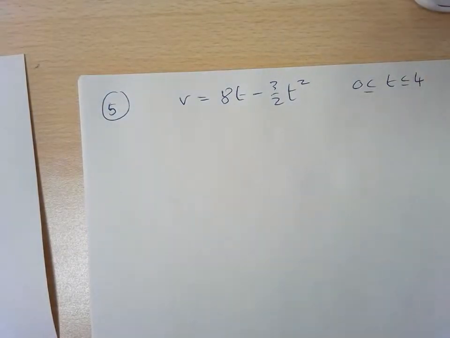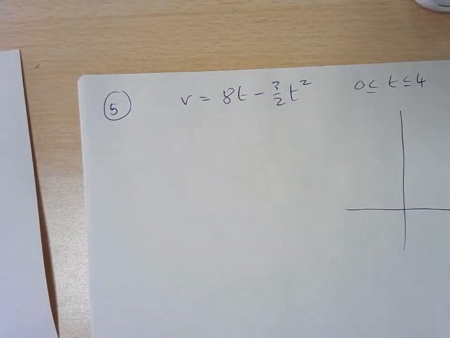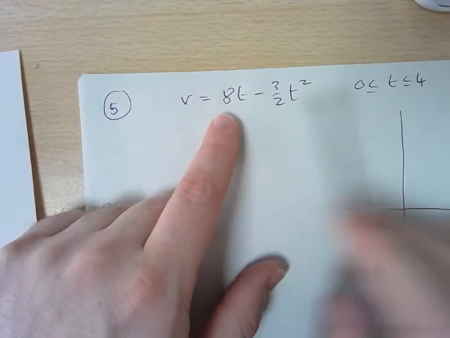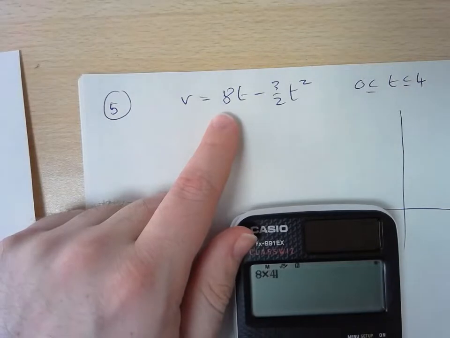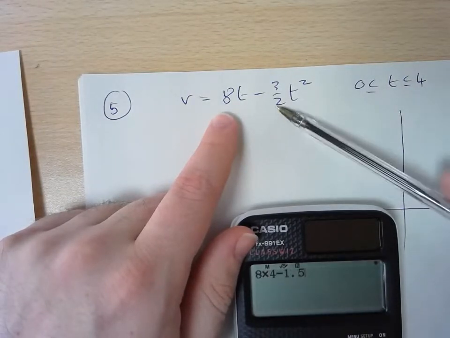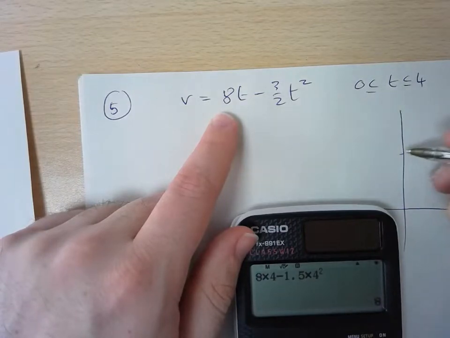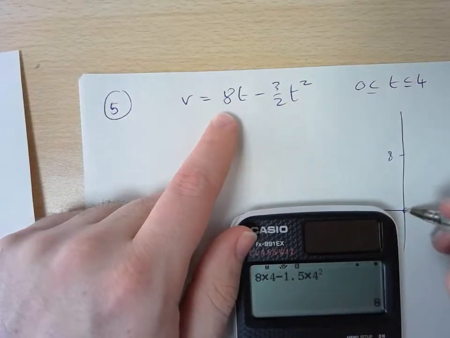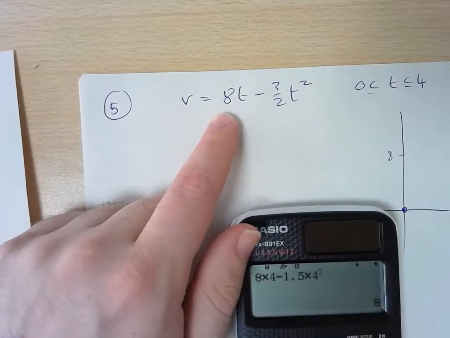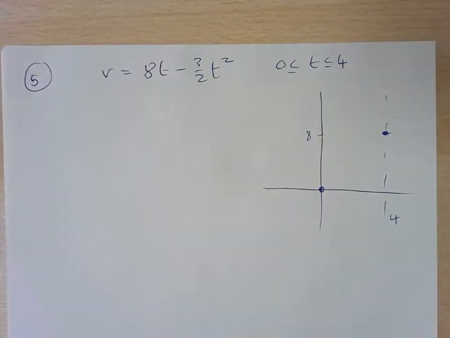So I'm going to draw myself a set of axes over here, and I'm going to dot on the line here at 4. First thing I'm going to do is put my endpoints in here. So if I substitute 4 in here, I'm going to get 8 times 4 minus 1.5, which I'm using as my 3 over 2, times 4 squared. So if I substitute in 4, I'm going to get 8. So I'm going to plot that there. If I substitute in 0, I get 0. So we know we've got our two endpoints there and there.